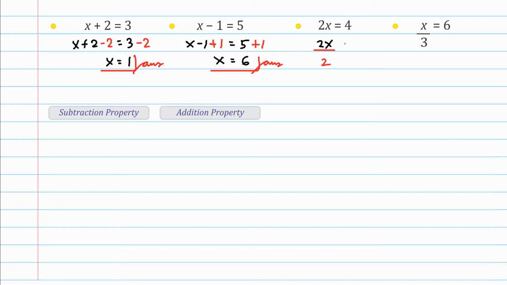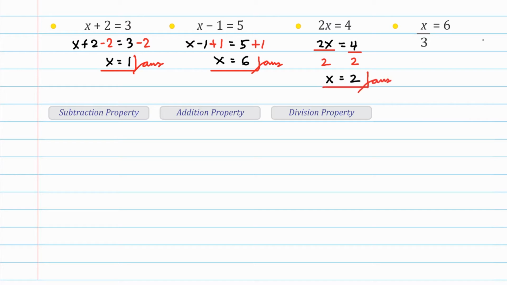Now, we did that to the left side. Therefore, to be fair, let's do that to the right side as well, divided by 2. It's the division property of equality. So cancel 2, we end up with just x on the left side. And on the right side, simplifying, we have 2. And there you have it. We have the value for x.